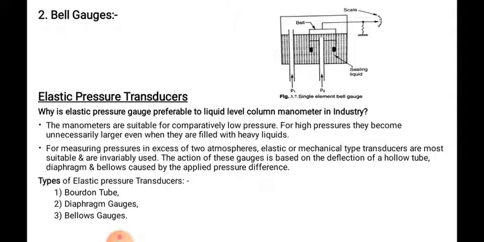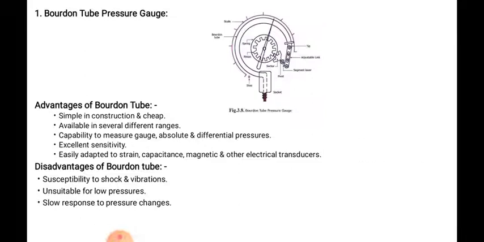These are invariably used, and the action of these gauges is based on the deflection of a hollow tube, diaphragm and bellows caused by the applied pressure difference. So the types of elastic pressure measurement are the Bourdon tube gauge, diaphragm gauge, and bellows. First we will see the Bourdon tube pressure gauge.